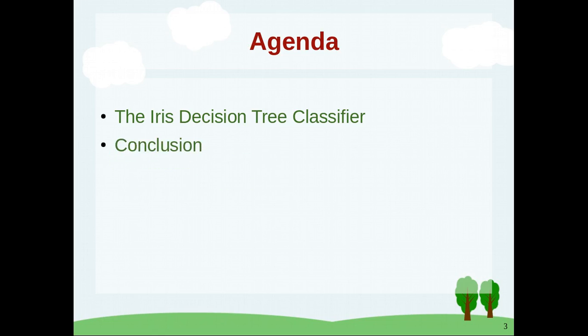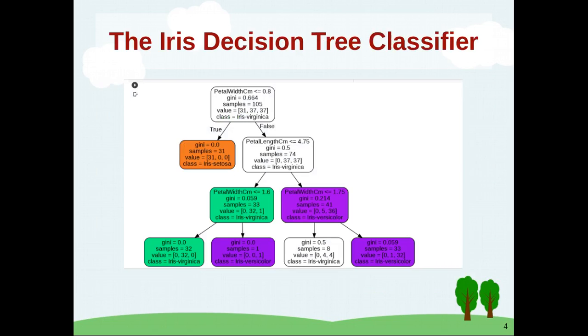Now let's see what all things we are going to see in this presentation. Firstly, we are going to see the iris decision tree classifier that we have obtained from the Python code that I'll be showing you at the end of this presentation. Finally, we'll see the conclusion obtained by analyzing the iris decision tree classifier. We'll also see the predictions that we have obtained from the decision tree. Moving further, let's see the iris decision tree classifier.